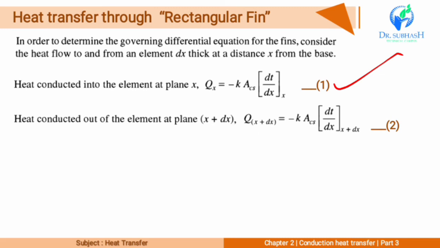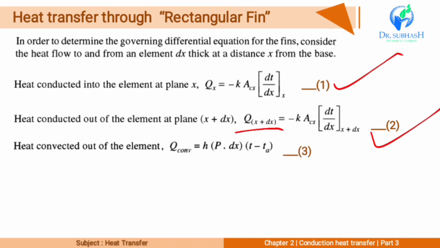Heat conducted out of the element at plane x plus dx, that is Qx plus dx, is equal to minus kA dT by dx at x plus dx. Say equation number 2. And 3, heat convected out of the element, Q convection, that is from hAΔT, Newton's cooling law. Here A is P into dx, P is the perimeter, dx is the thickness, and the temperature difference is T minus Ta. Say equation number 3.